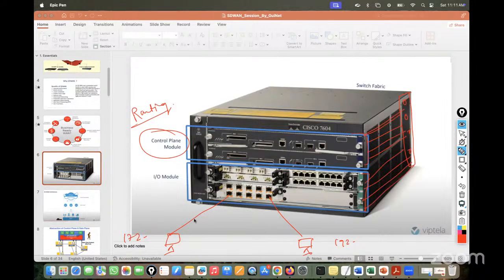So when the packet is here, how is it going to reach here? Basically it goes into the backplane, and after going through the backplane, it comes to this particular brain. And this brain further gives the instruction. Based on that, it gets the instruction, and then your packet is going to go out.